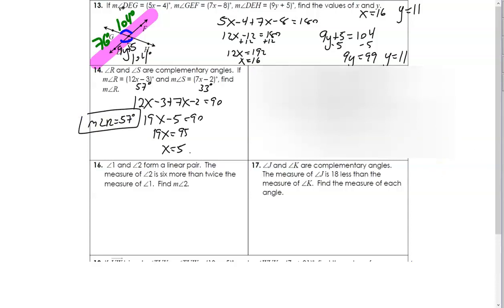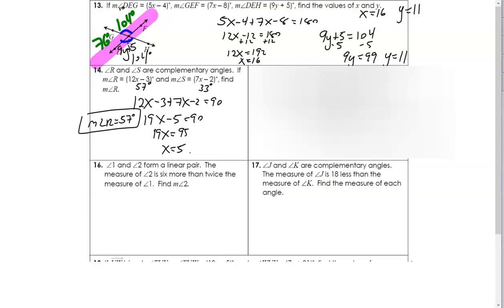16, angle 1 and 2 form a linear pair. Well, linear pairs are angles that are on a line, so they are going to be supplementary. The measure of angle 2 is 6 more than twice the measure of angle 1. So here's the key to these kinds of problems. See how angle 2 is being compared to angle 1? Do we even know what angle 1 is? No. So that's kind of our reference point.